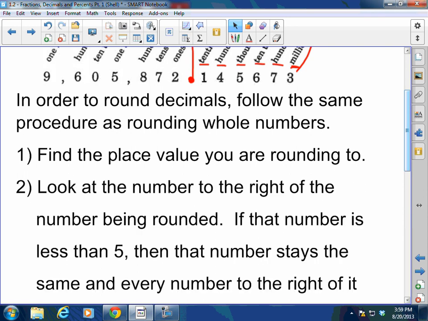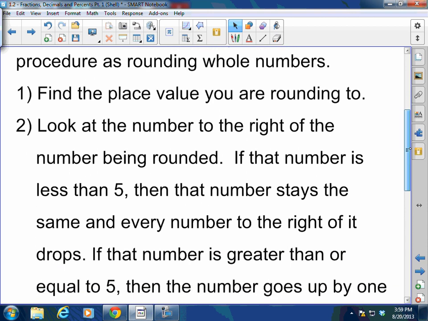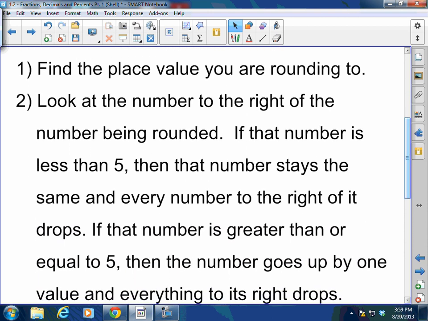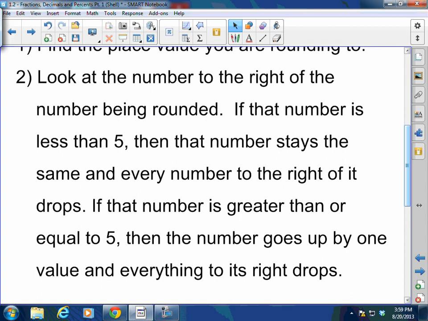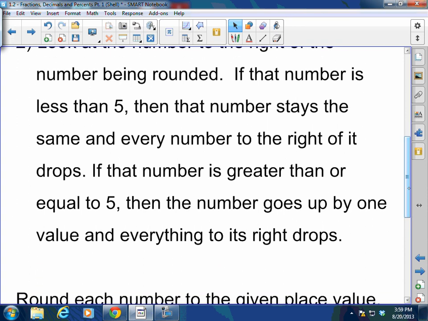2. Look at the number to the right of the number being rounded. If that number is less than 5, then that number stays the same and every number to the right of it drops. If that number is greater than or equal to 5, then the number goes up by one value and everything to its right drops. Okay? Hope that makes sense.